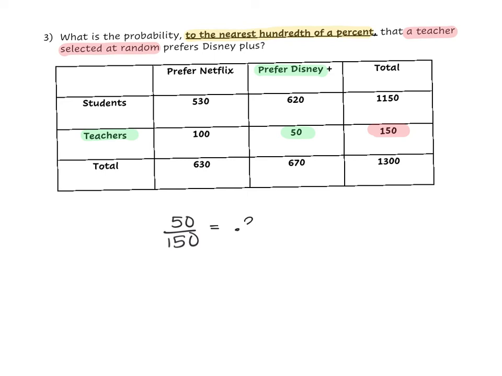Okay, so I got 0.333 repeated. So that's the decimal. Now to change it to a percent, I move the decimal place 2 places to the right. So 33.333 repeated percent now. But notice I'm saying round this to the nearest hundredth of a percent. So I'm taking this percent, 33.3, and rounding it 2 places. So 33.33%.